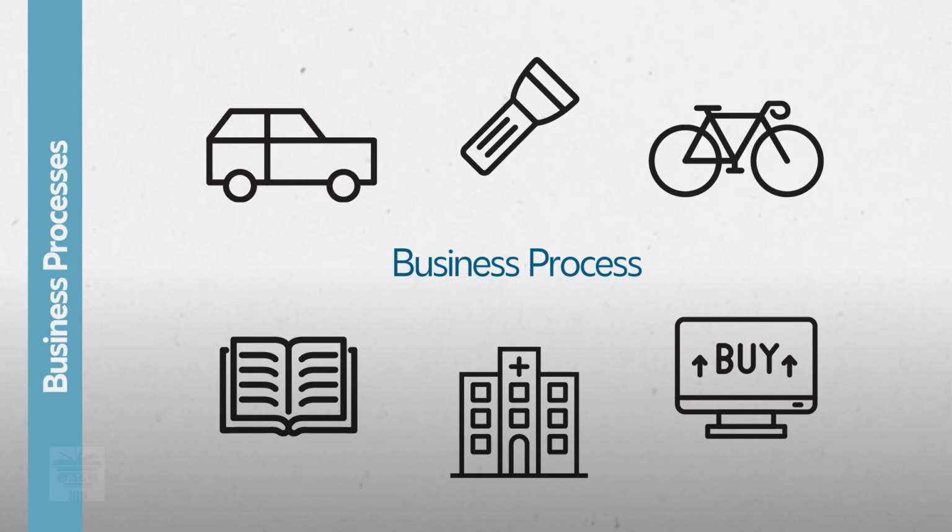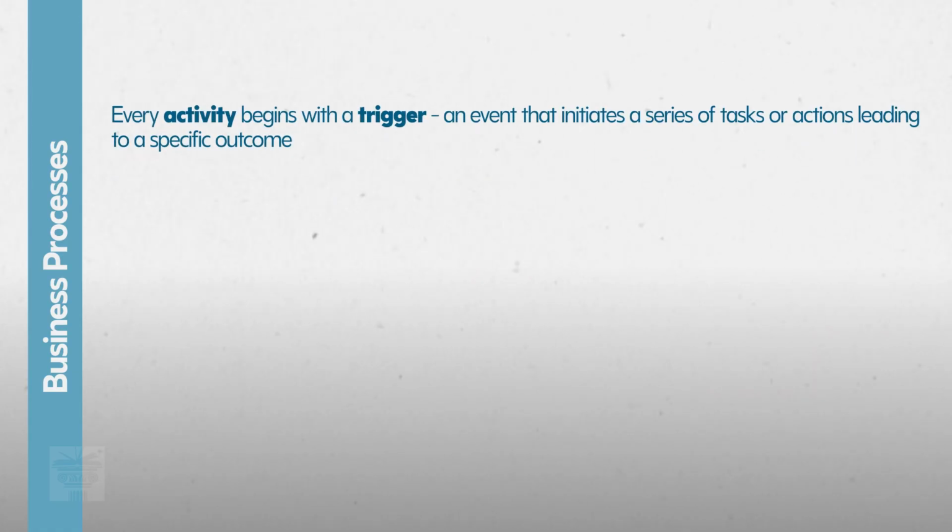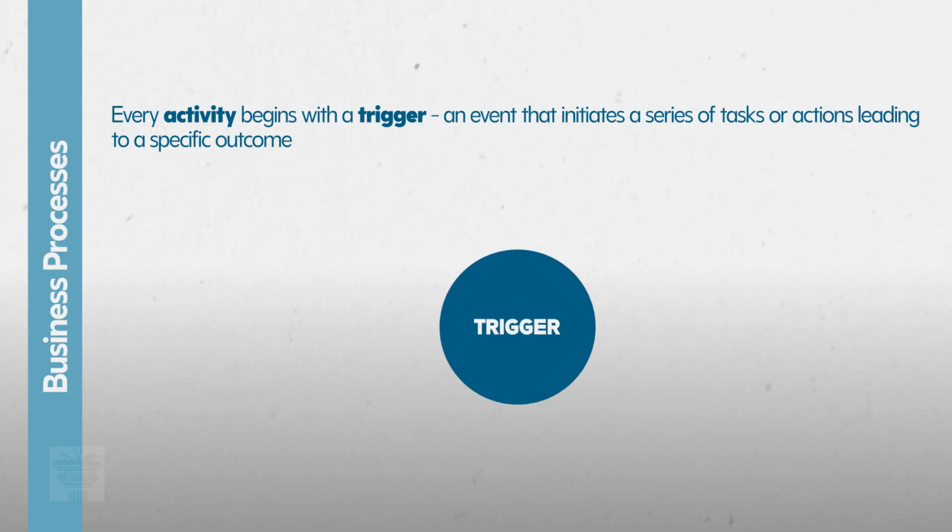When applying systems thinking to business processes, we can build on concepts we've learned thus far, but with refined terminology for clarity. In a business process, every activity begins with a trigger, an event that initiates a series of tasks or actions leading to specific outcomes. For example, a trigger might be a customer placing an order or the recognition of low inventory levels.